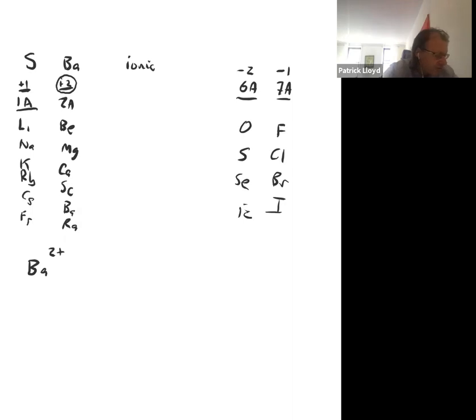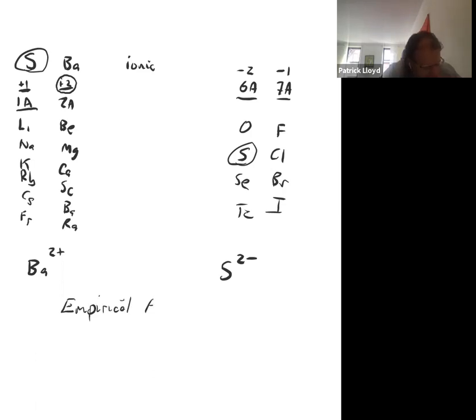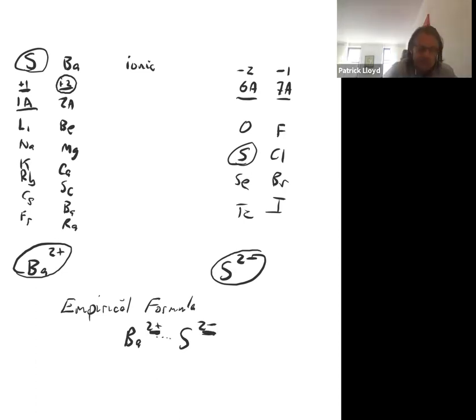Okay, so sulfur is in group 6A, so it's -2. Now what we're going to do is draw the empirical formula. This is covered way back at the beginning of chemistry. You say, okay, this one's +2, this one's -2, so they're going to combine in a 1-to-1 ratio. Why? They have the same charges. They're both 2, so that means it's 1-to-1. So it's just going to be BaS.